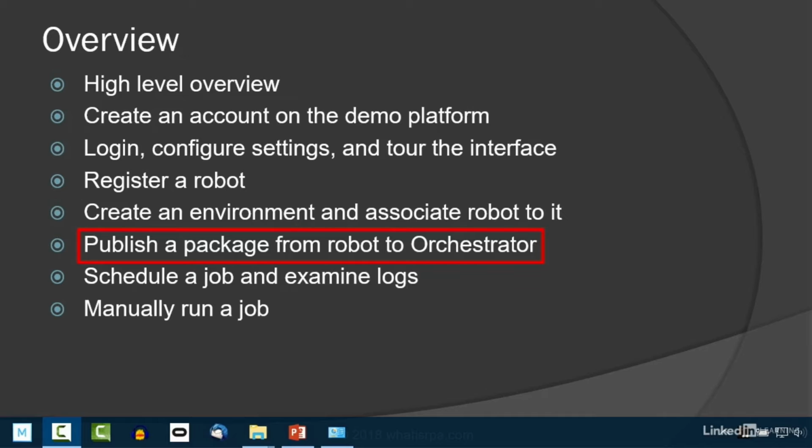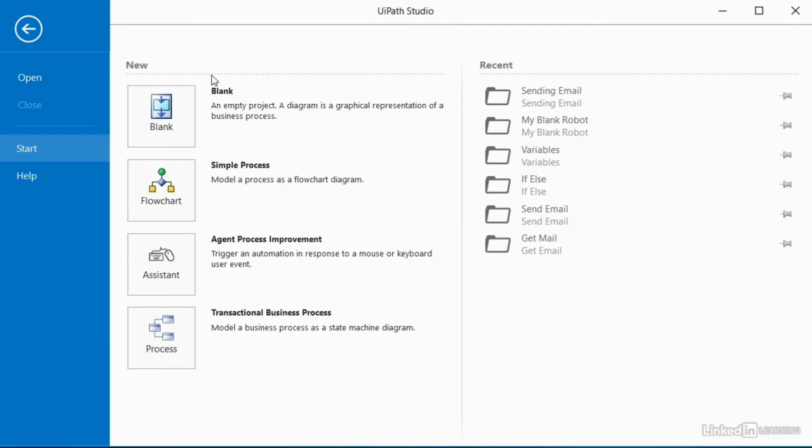UiPath Orchestrator makes it very easy to publish robots that you've created or updated from a local dev machine into the Orchestrator server. Let's look at publishing a package from a robot to Orchestrator now. To demo this, I've opened up UiPath Studio and I'm going to create a brand new robot. You can follow along with me and create the same robot, or just upload a robot you've already created.